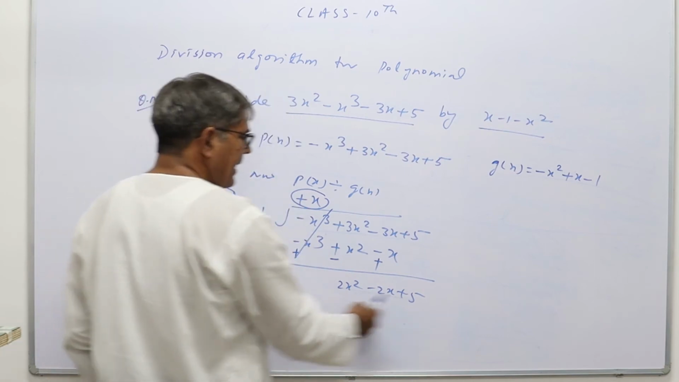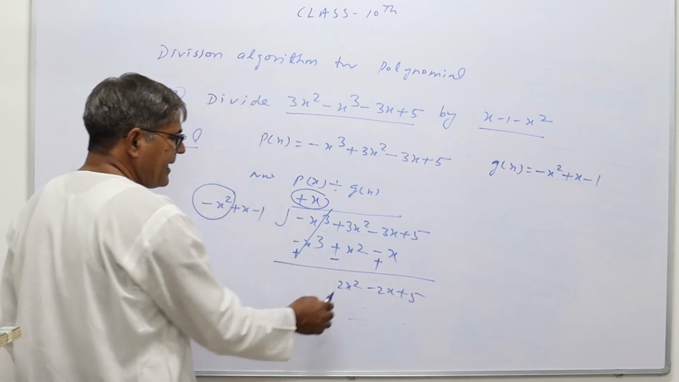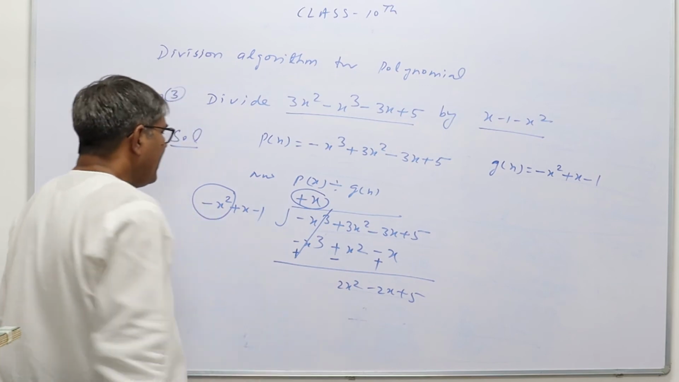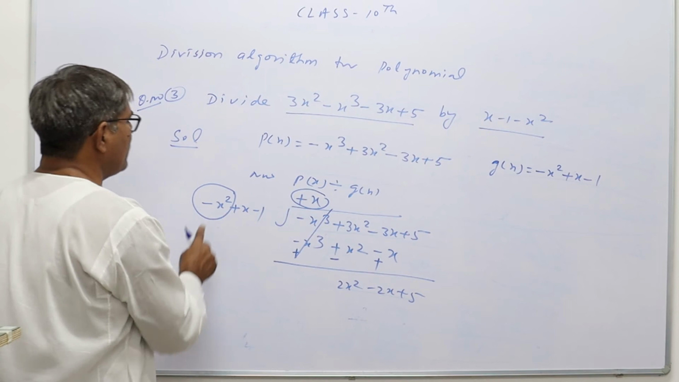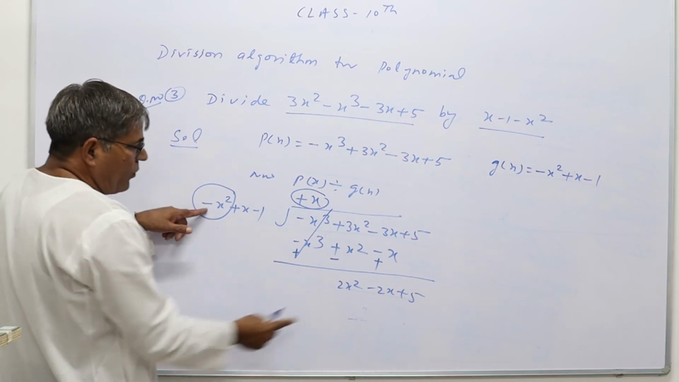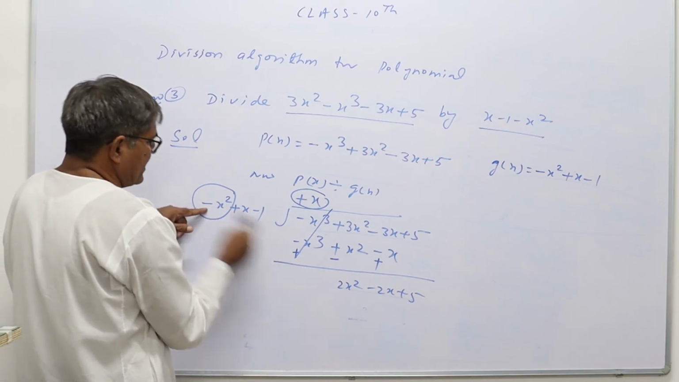Again write in decreasing degrees, so the highest degree term is 2x square, and here is minus x square. So by what should we multiply again? You only have to observe the first term, first.